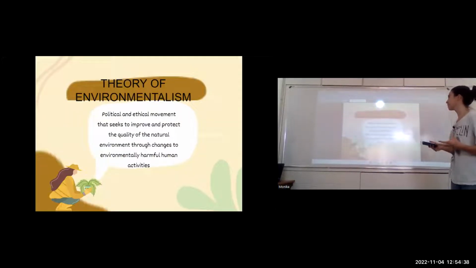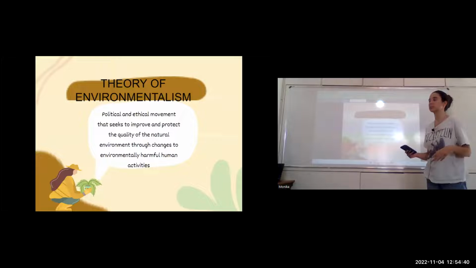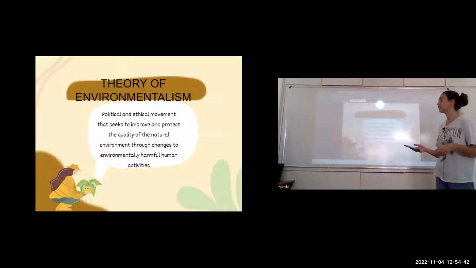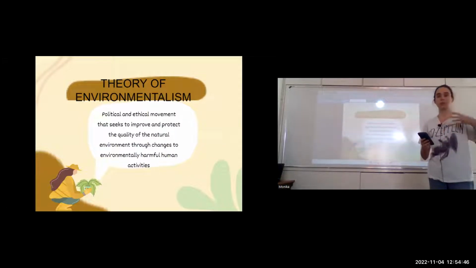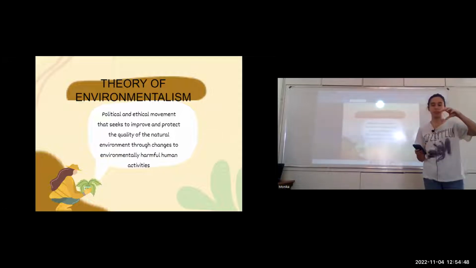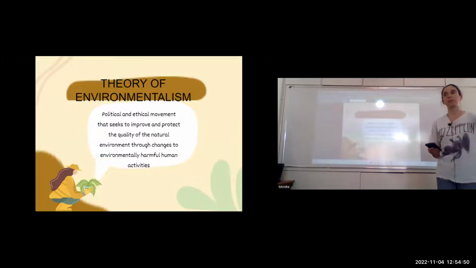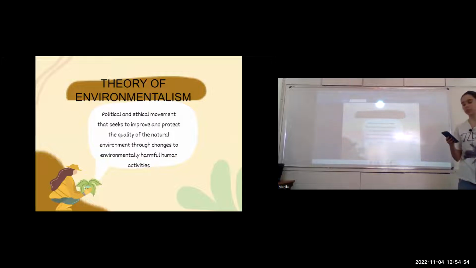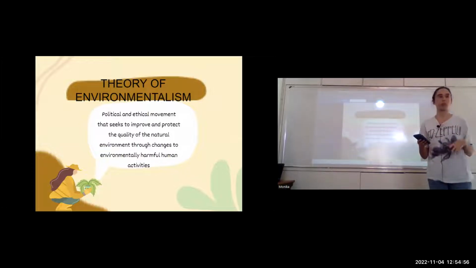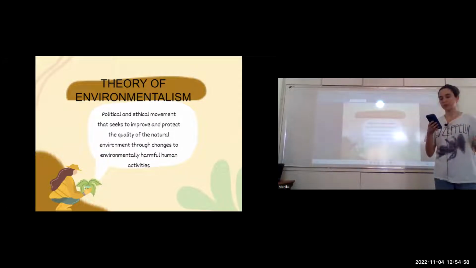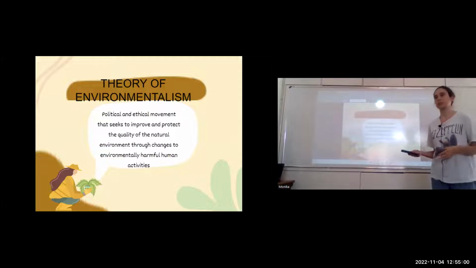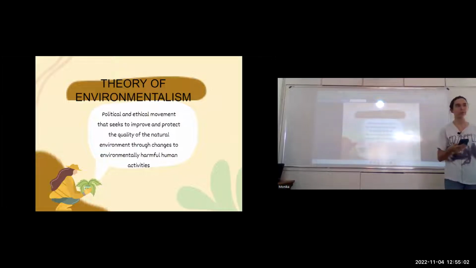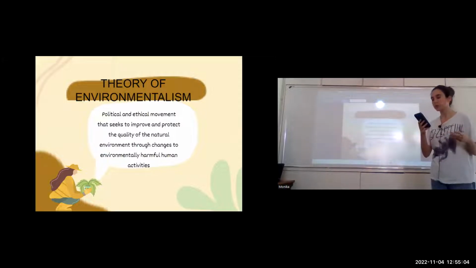Okay, so first of all, we need to understand the theory of environmentalism, which is a political and ethical movement that seeks to improve and protect the quality of the natural environment that surrounds us through changes in the already existing environmentally harmful human activities. It advocates the preservation, the restoration and/or improvement of the natural environment and critical earth systems, like, for example, climate, which is something that has been really affected in the past centuries.